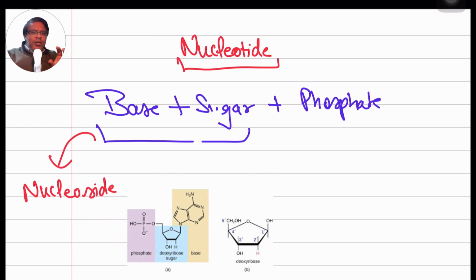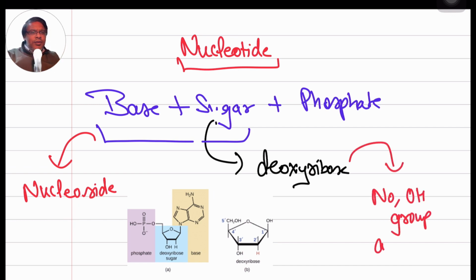Now here if you see the structure, you can see a base attached to the deoxyribose sugar. In the case of DNA, always remember the sugar is deoxyribose, means here in the case of the sugar at the 2' position you are going to have hydrogen. Now this sugar is attached to the phosphate group. So here this is a nucleotide. Now keep in mind, in the case of DNA, the sugar is deoxyribose. Here at the 2' position, you are going to have a hydrogen atom. You are not going to have a hydroxyl group.